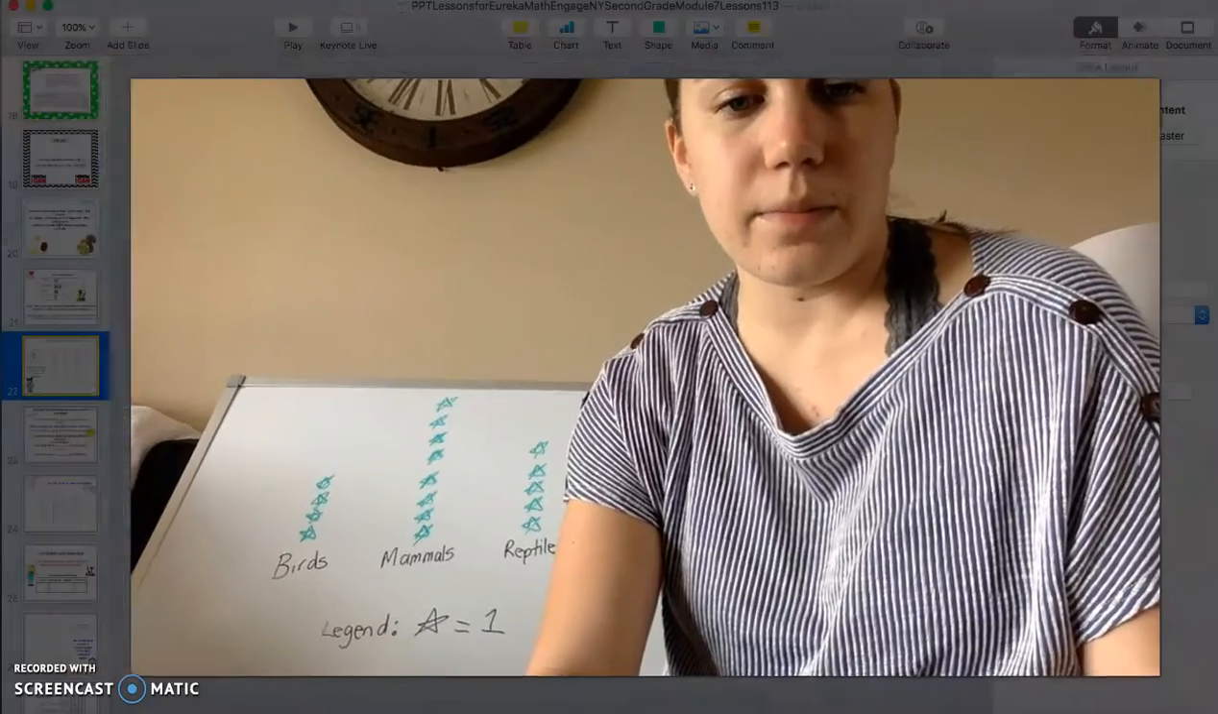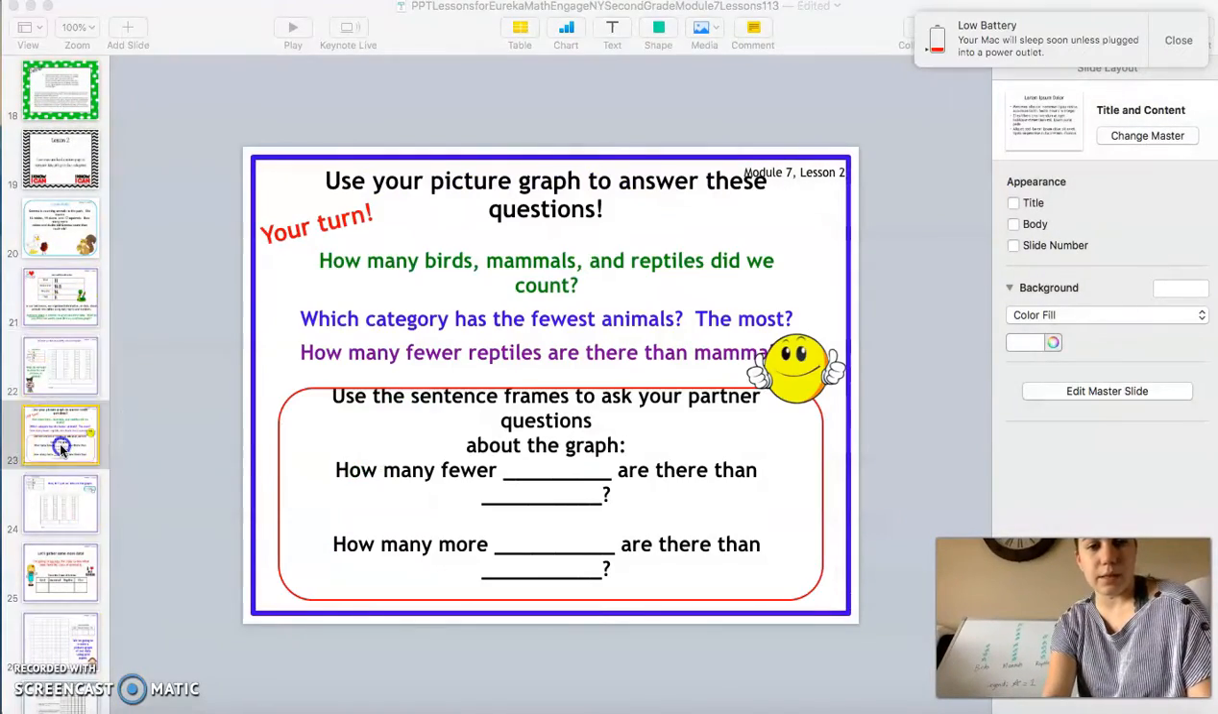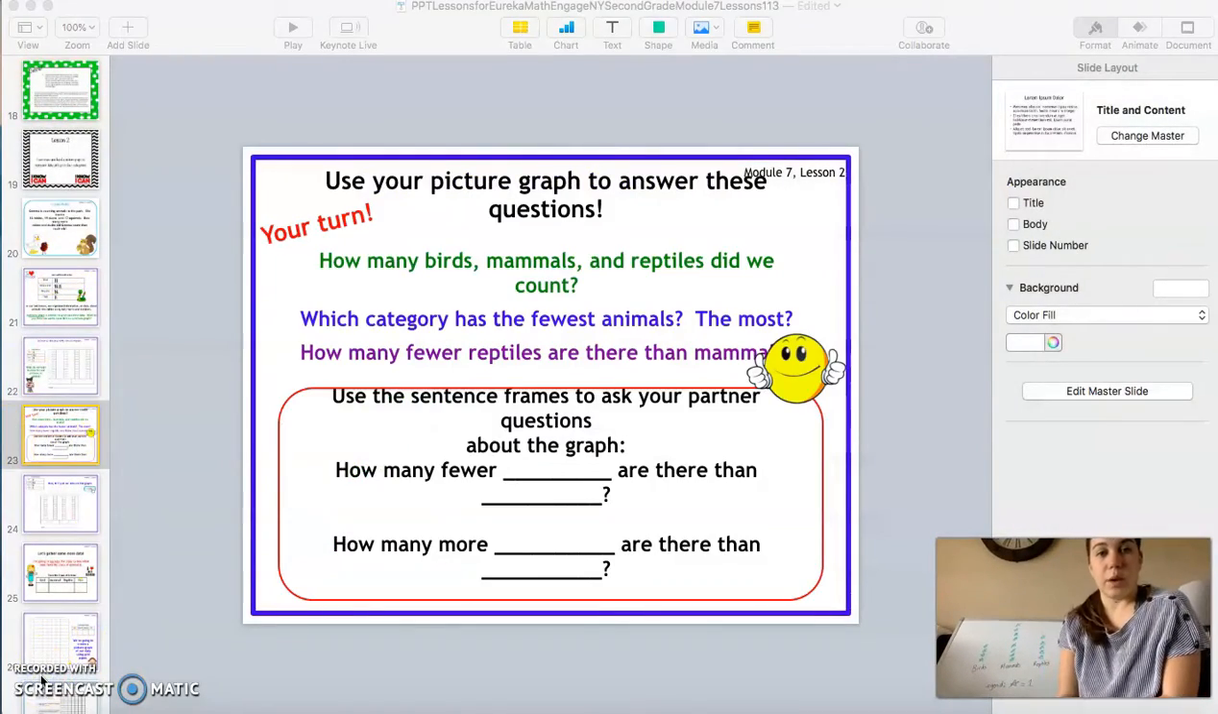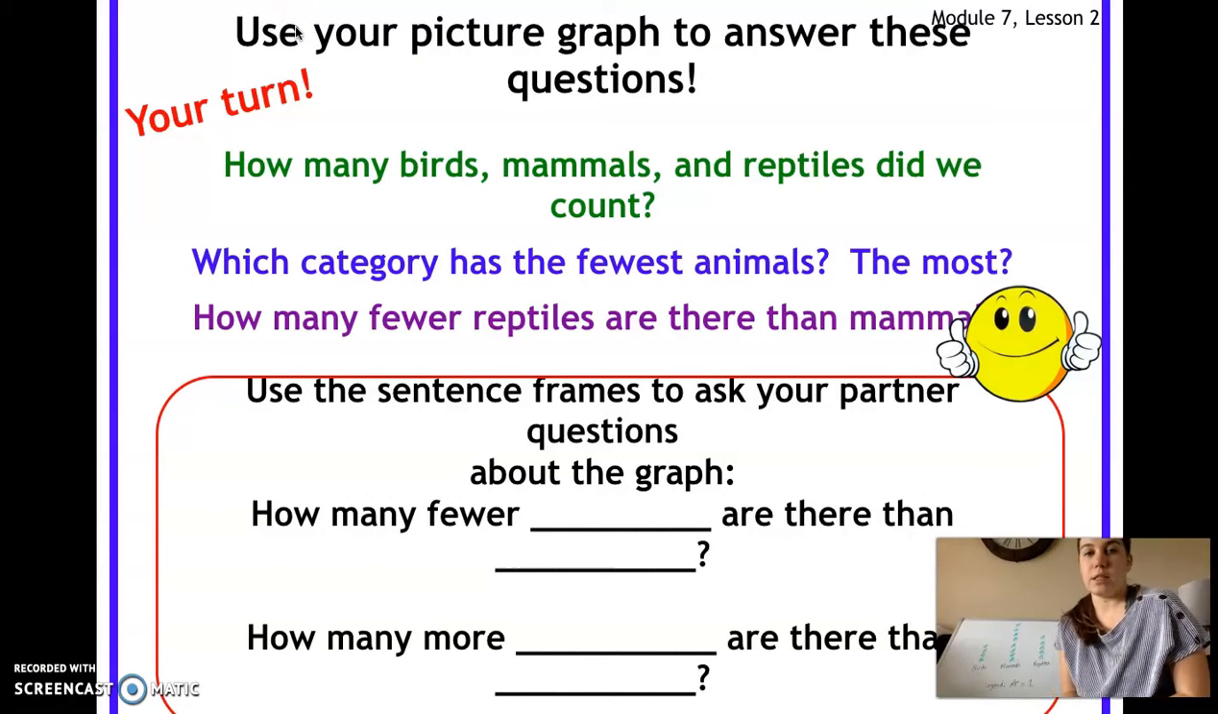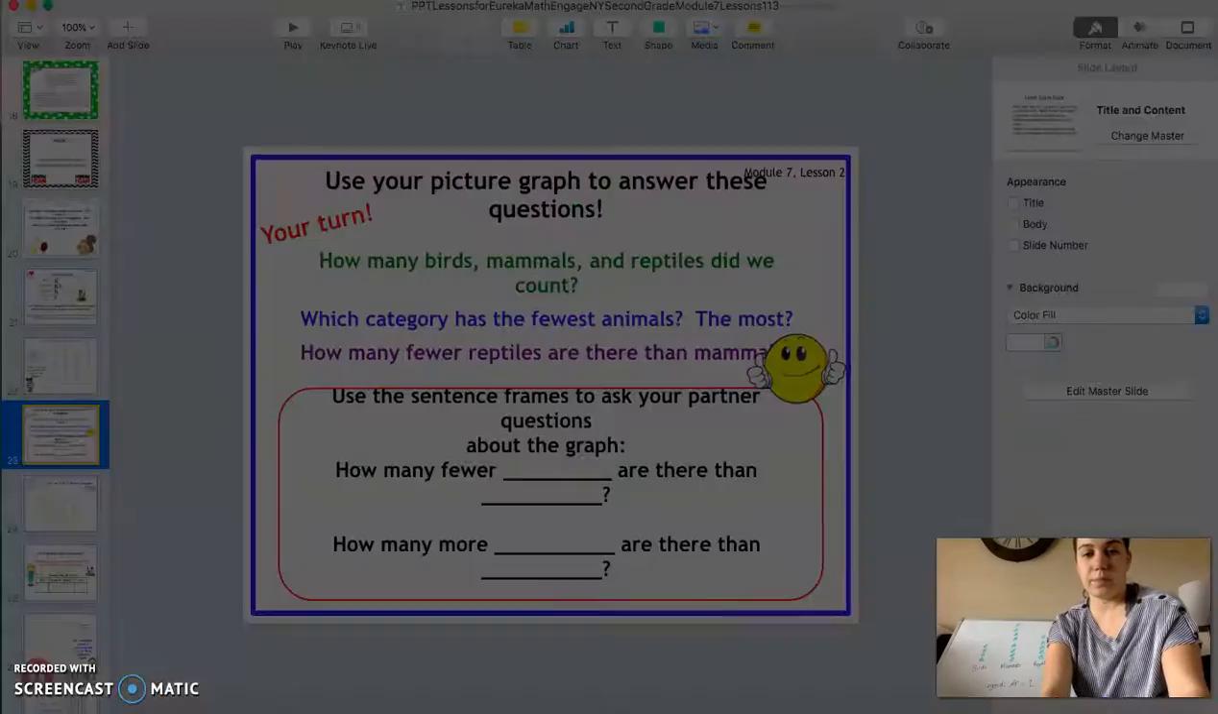So I'm going to zoom out so that we can move on to the next one, because we're going to answer some questions about our graph now. So it says, using your picture graph to answer these questions, how many birds, mammals, and reptiles did we count? I'm going to read all these questions and I'll zoom out so we can answer them on my chart. Which category had the fewest animals, the most? And how many fewer reptiles are there than mammals?